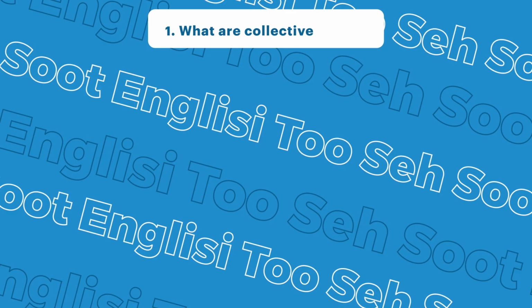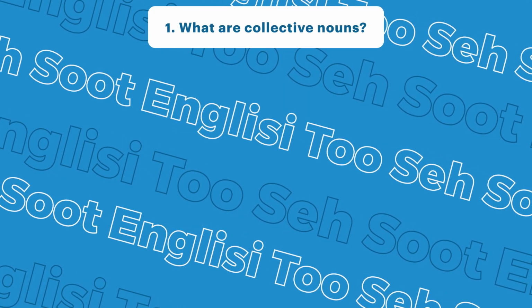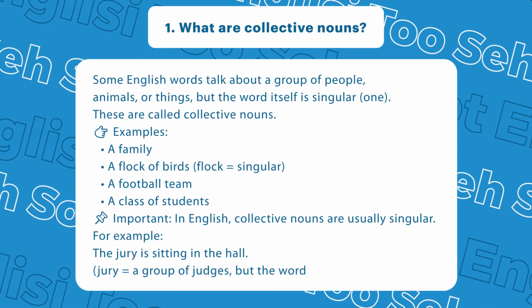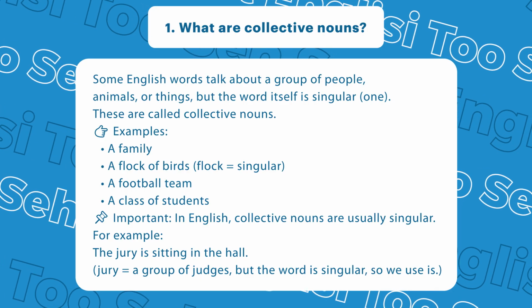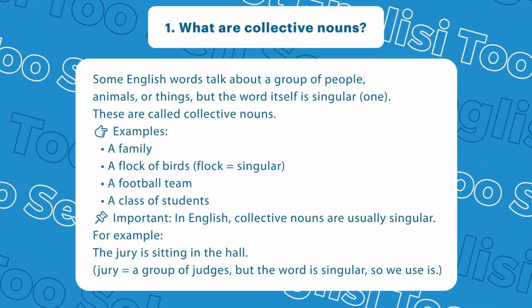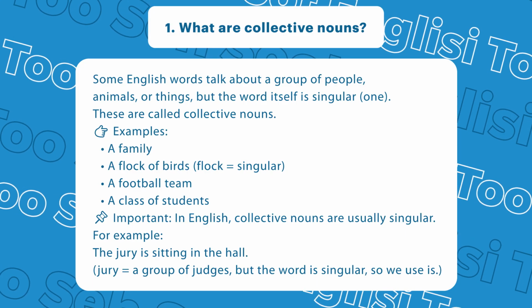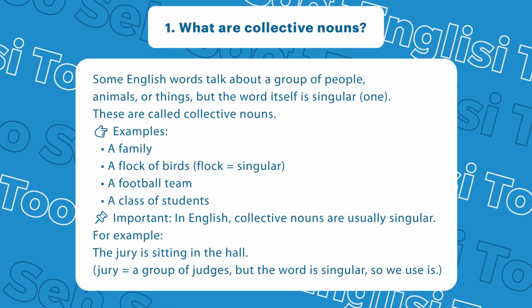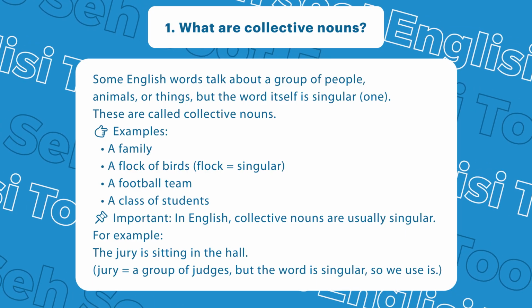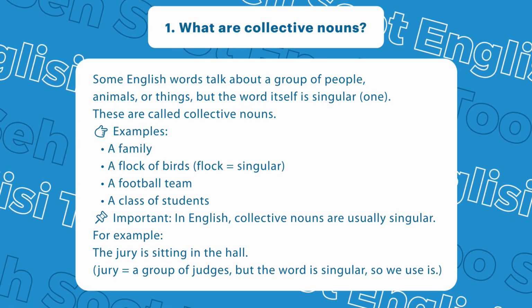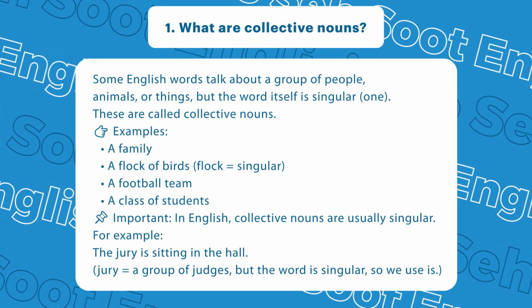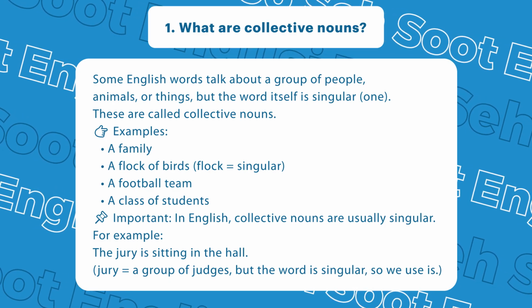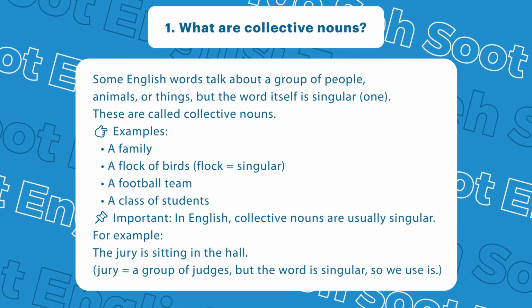So what are collective nouns? Some English words talk about a group of people, animals, or even things, but the word itself is singular. These are called collective nouns. For example, a family, a flock of birds, a football team, a class of students. Family, flock, team, class all refer to multiple people, animals, or things, but these words are singular. In English, collective nouns are usually singular.